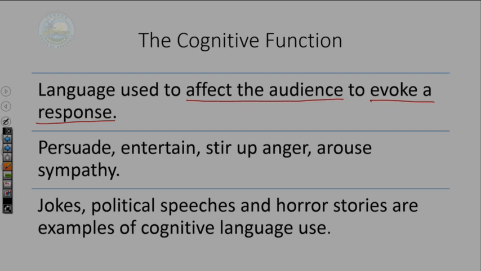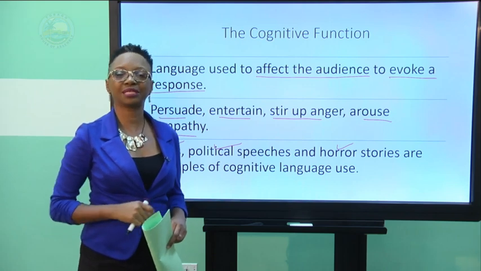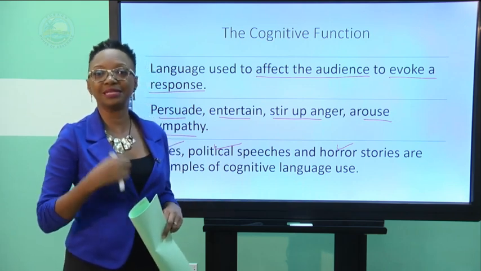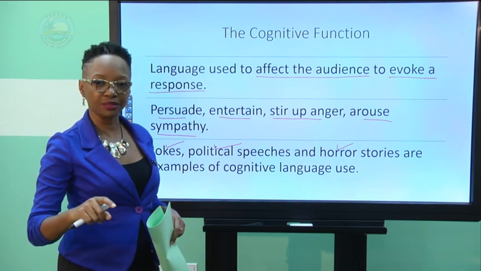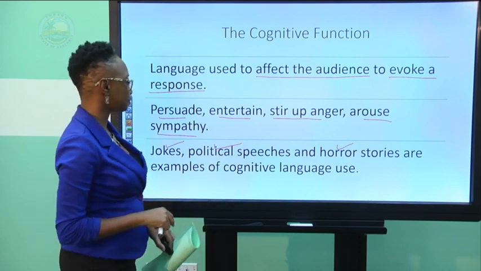So again, you want to persuade, entertain, stir up anger, arouse sympathy. These are cognitive functions. So examples of cognitive types of writing or writing with a cognitive function would include our jokes, political speeches, horror stories. These are just some very, very simple, basic examples. Again, any type of writing that solicits or tries to elicit a response from the reader, cognitive function.